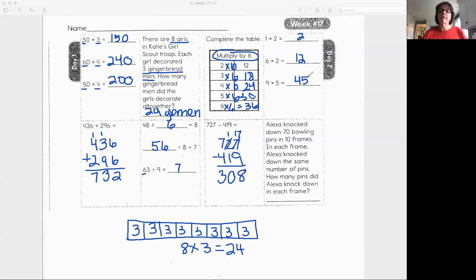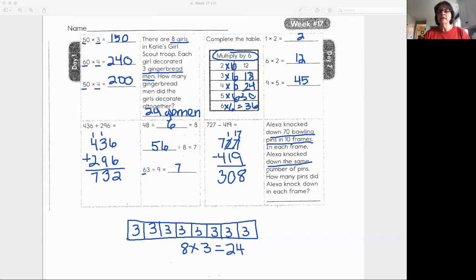All right, and then the last problem on day 2 is a word problem. It says, Alexa, I wonder if that's Alexa Reynolds. Alexa knocked down 70 bowling pins in 10 frames. So those are my 2 knowns. 70 bowling pins in 10 frames. And if you don't know what a frame is, that's each turn that you get up to bowl. Okay, there's 10 frames in a game. In each frame, Alexa knocked down the same number of pins.